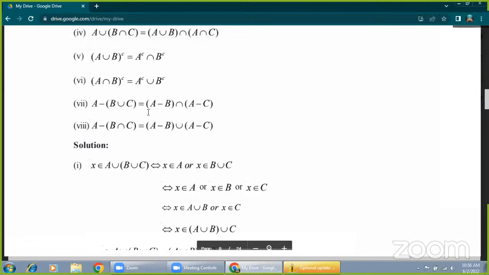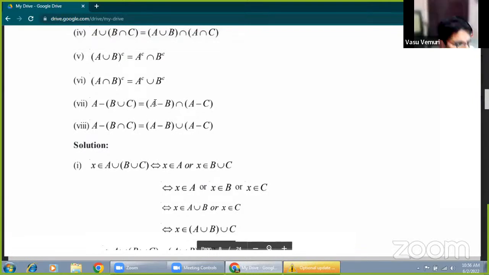Now these formulas are also practiced with problems for given sets. Suppose A equals 1, 2, 3, 4, 5, B equals 6, 7, 8, 9, and C equals 1, 2, 4, 6, 7. Suppose these three sets are there. These problems are well practiced corresponding to these formulas.